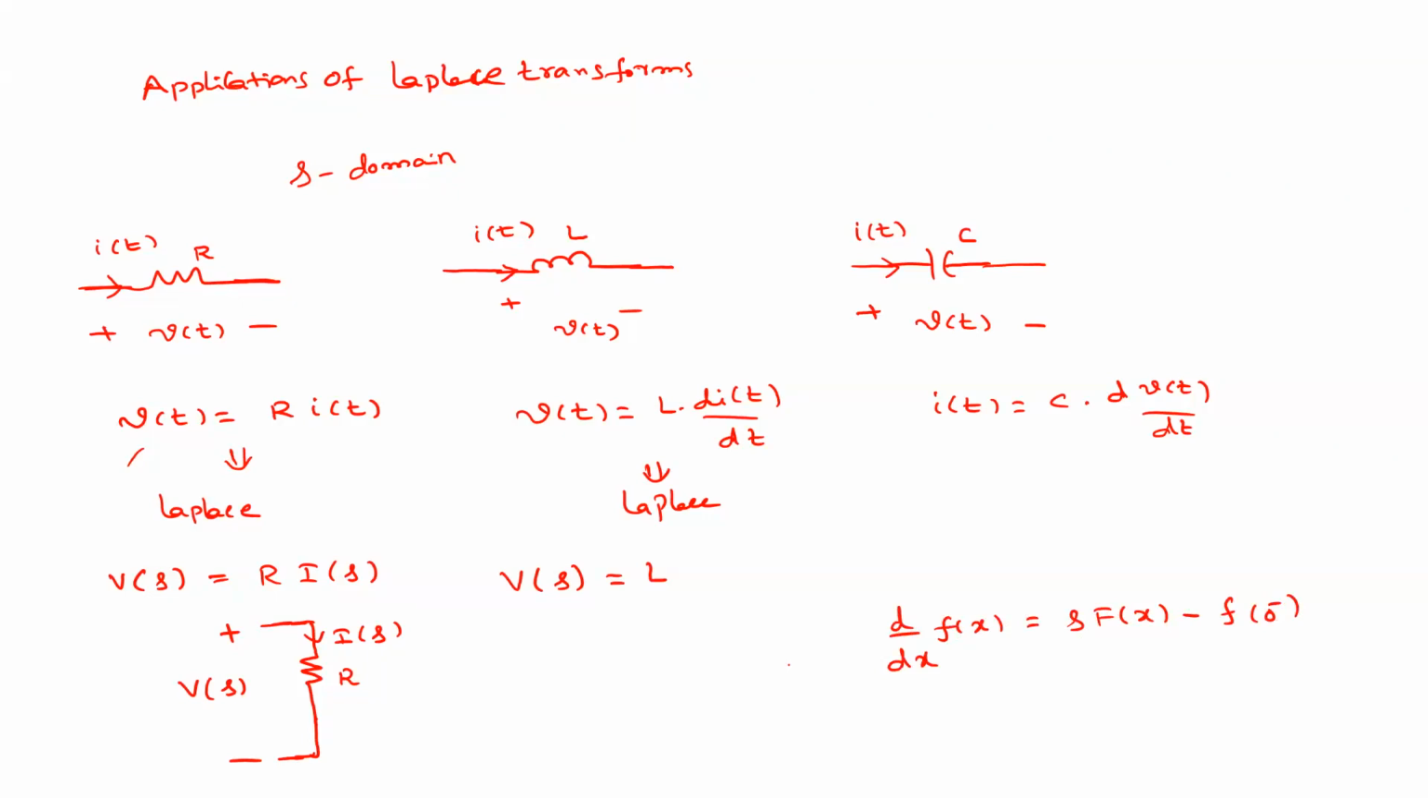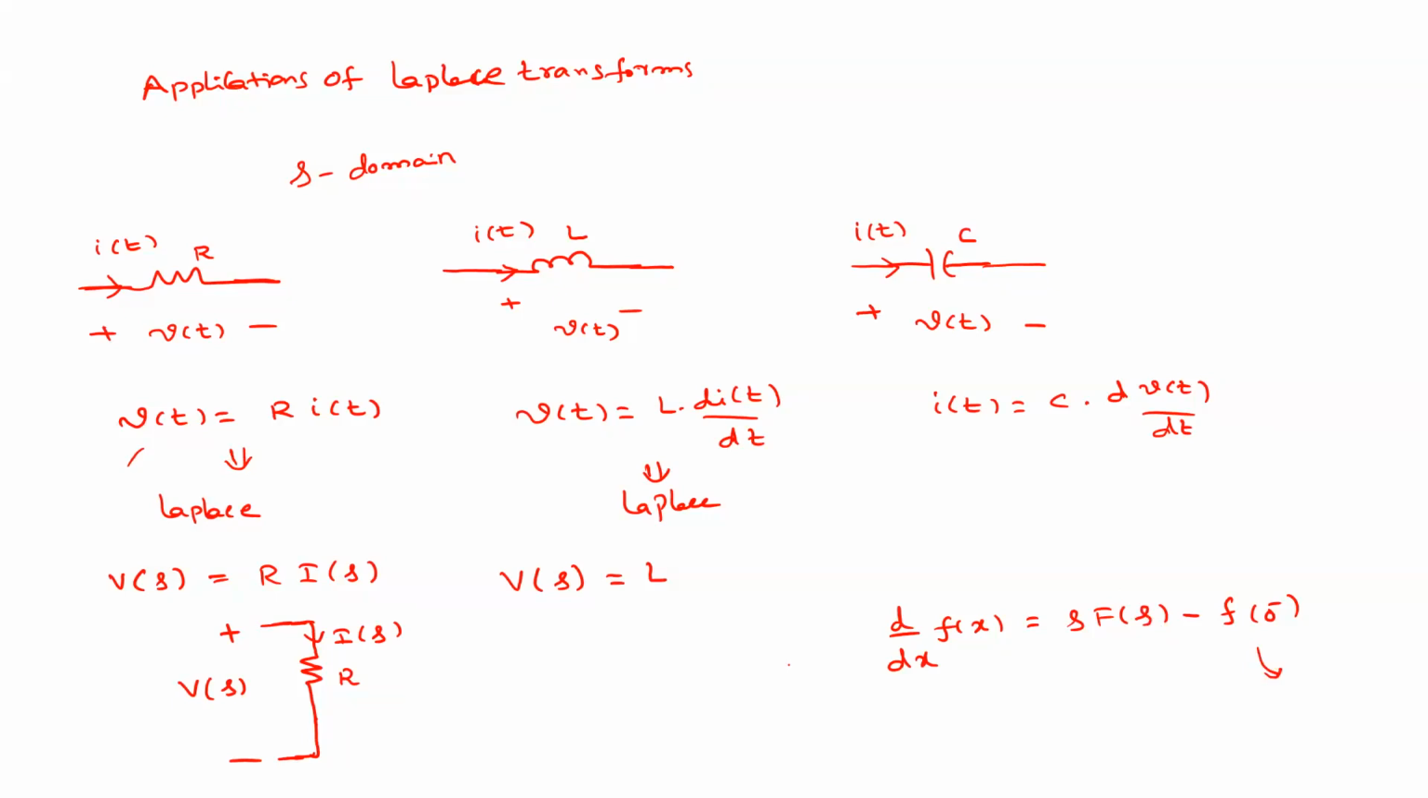Agree? Sorry, this is f of s. Yeah, correct. All right. S into F of s minus f of 0. So what is this one? This is obtained from the initial conditions, right?